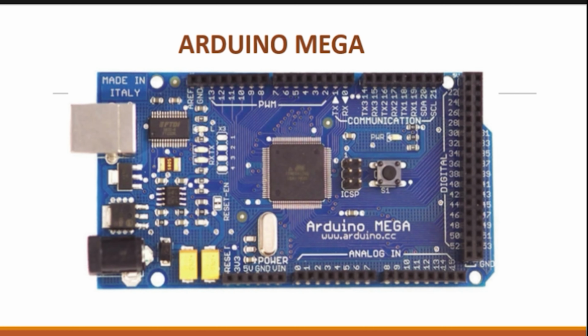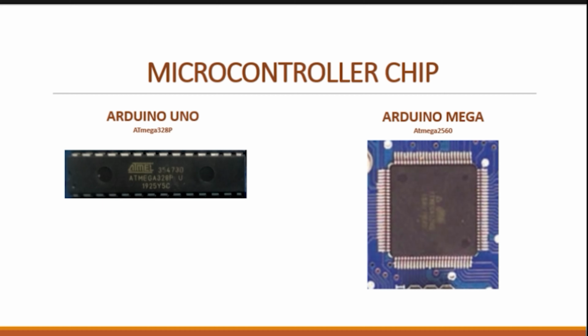While here is the Arduino Mega. This is its USB port, its power port, microcontroller, analog input pins, digital pins, reset switch, crystal oscillator, USB interface, and the TX-RX LEDs. Now we will discuss the differences and the similarities between the components of the Arduino Mega and the Arduino Uno.